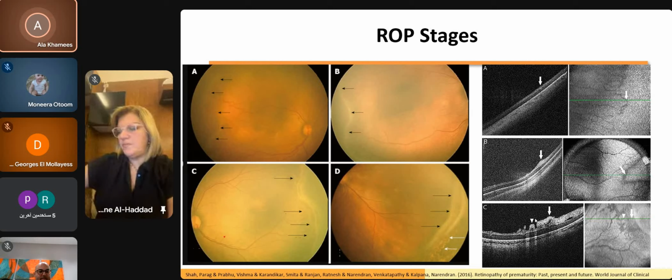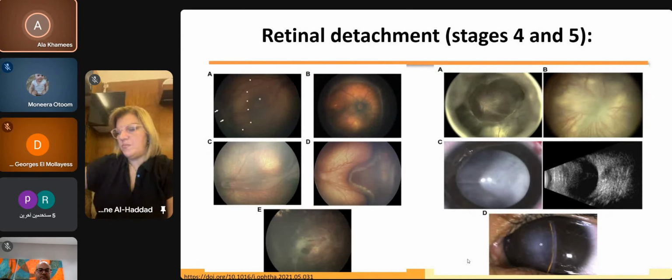With extraretinal fibrovascular proliferation growing from the ridge either into the retina or into the vitreous. There are stage 4 and stage 5. As we know, stage 4 is partial retinal detachment and stage 5 is total retinal detachment. The ICROP introduced a wider definition of stage 5. They defined it in subcategories.